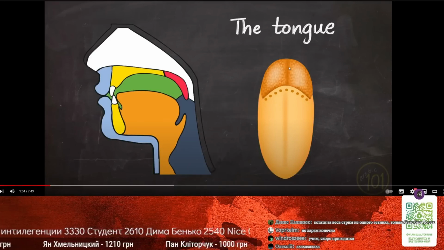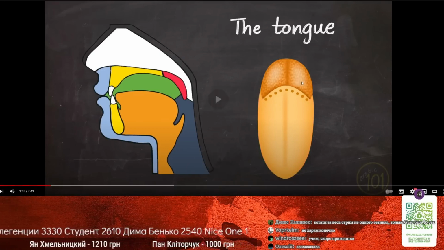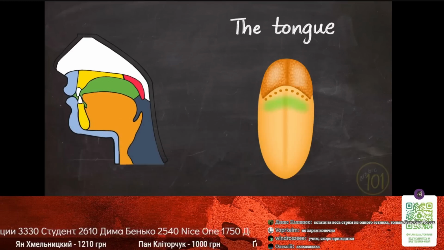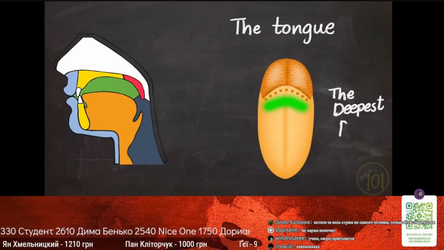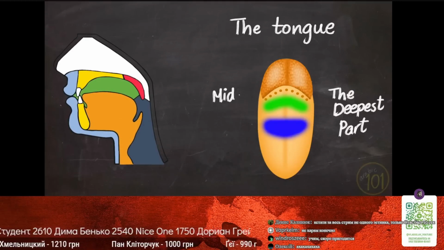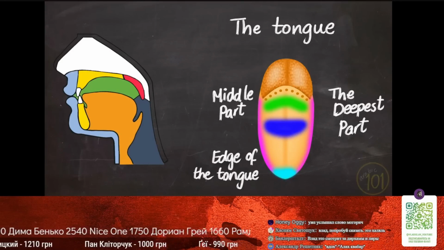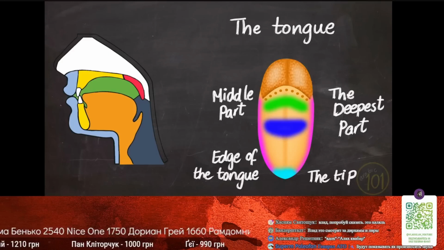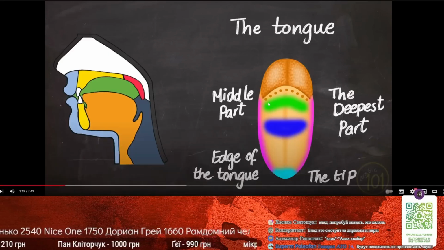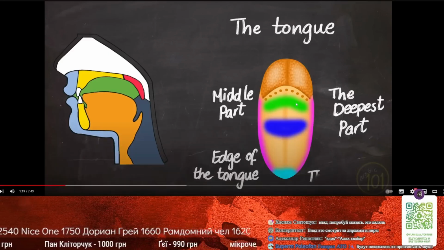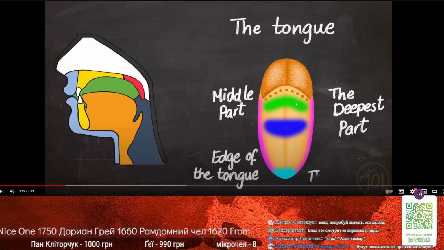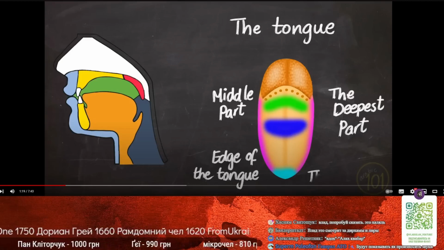Так, это задняя часть языка. The 4 areas of the tongue are the deepest part of the tongue, the middle part, the edge of the tongue, and the tip of the tongue. In this lesson, we'll start with the deepest part. Как зеленой частью вообще двигать языка? Я не знаю. Она вообще неподвижная, фактически.